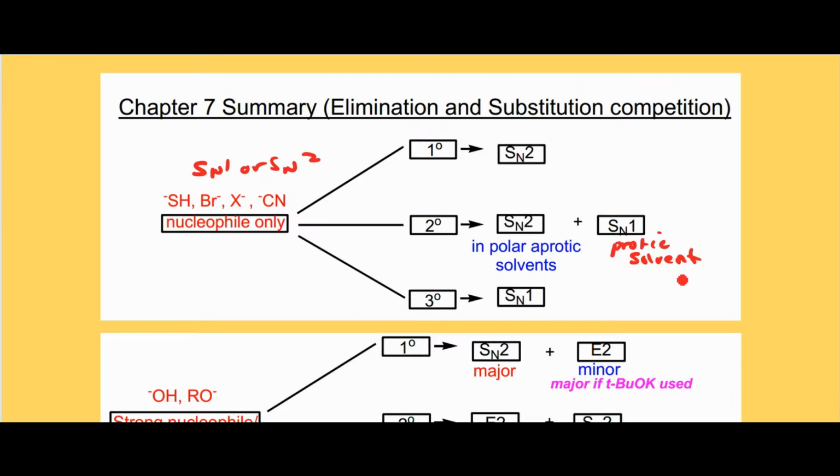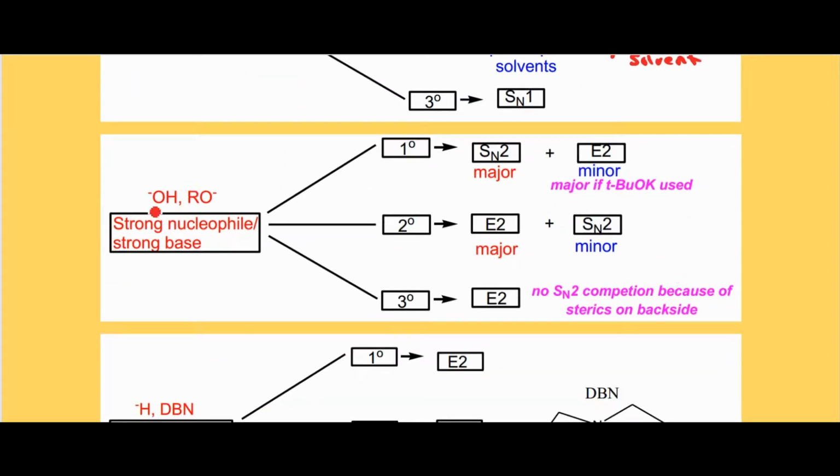So for the next summary, strong bases include OR group, OH group. The R group could be an alkyl group, for example, CH3O minus. It could be an OEt minus, an ethoxide. It could be a bulky base, a tert-butoxide. Those are R groups. Now the OH and these first two alkoxides are small, so those ones will tend to give you a mix of SN2 and E2, especially with a secondary substrate.